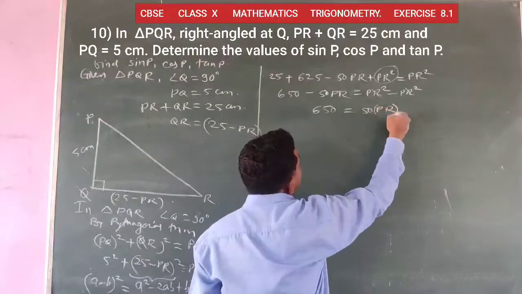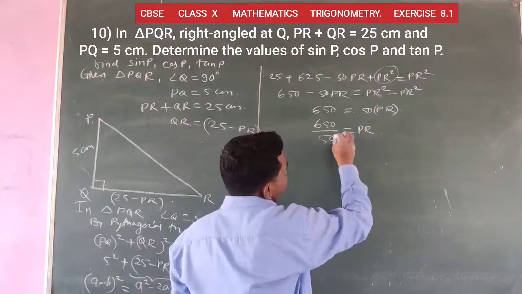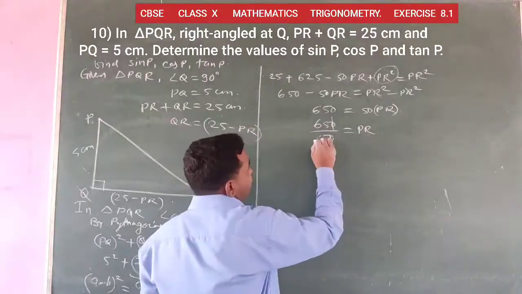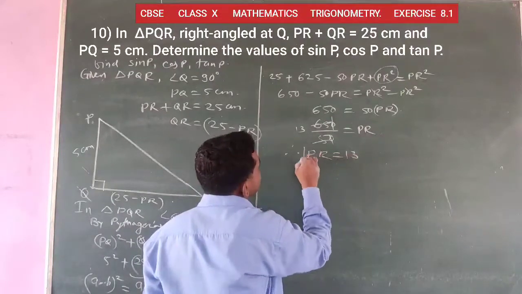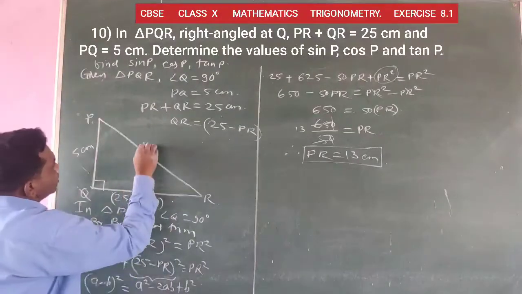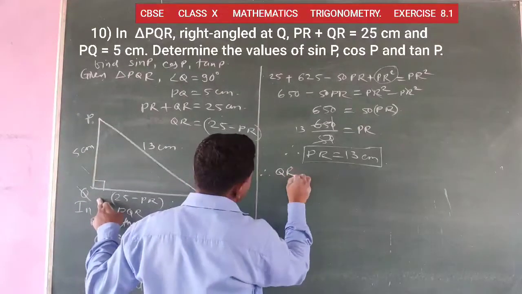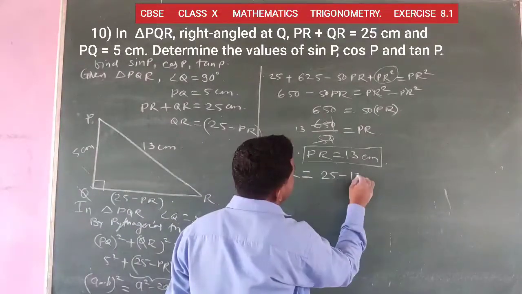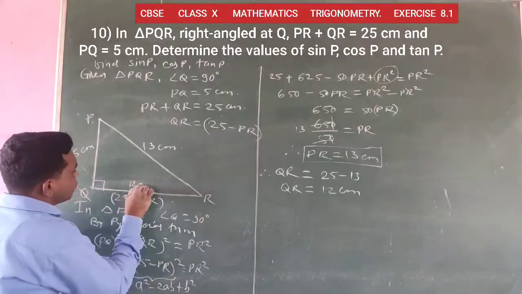To find the value of PR, 650 upon 50 is equal to PR. 0 gets cancelled, and 65 divided by 5 we get 13. So PR is equal to 13 centimeter. Therefore, what is the value of QR? QR is equal to 25 minus PR, and here 25 minus 13 centimeter, so QR is equal to 12 centimeter.